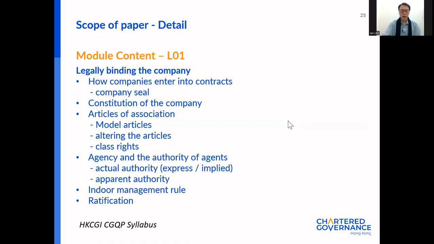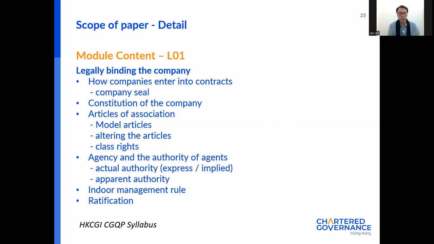Okay, so let's now look at the next topic under Learning Outcome 1, legally binding the company. How companies enter into contracts: the company seal. You may have watched on TV or in the movies, in the old days, when they sign a contract or a particularly important document, they have some wax and a metal seal that they would stamp onto the document, and that becomes official.